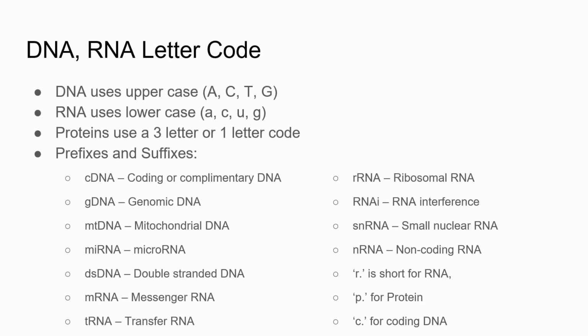Let us briefly touch upon some of the abbreviations and common nomenclature rules, and then we will build on these further. DNA sequences are written in uppercase form. RNA sequences are lowercase. Proteins are often abbreviated into 3-letter or 1-letter forms, and there is a chart on the next slide to help you sort that out for your references. And then there are a bunch of prefixes and suffixes that describe the various components of genetic material and products. Some of the more common ones are described here.